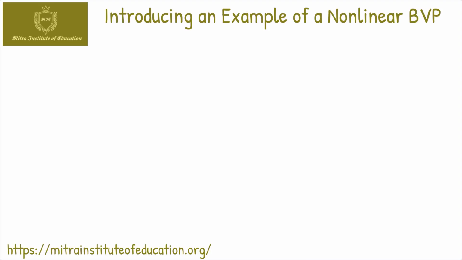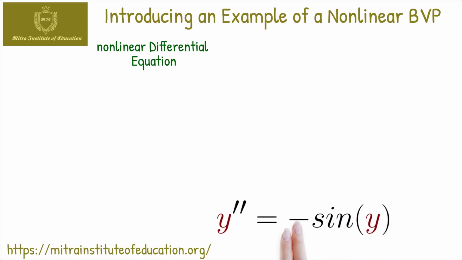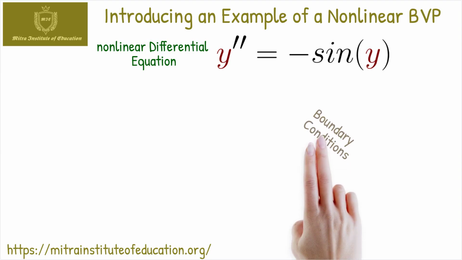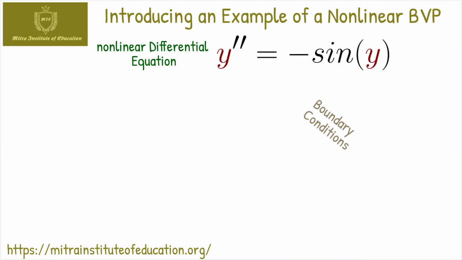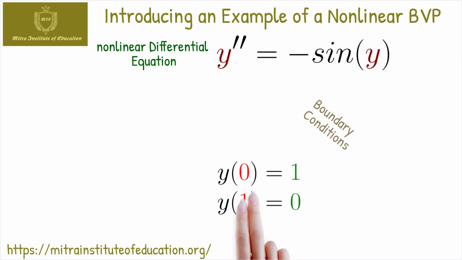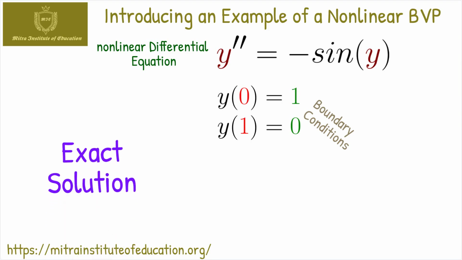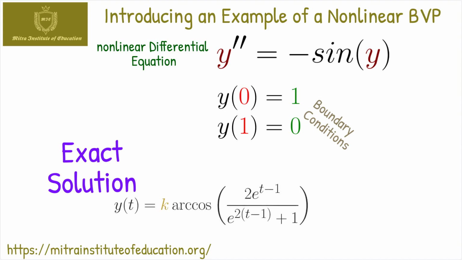Now, let's introduce an example of a nonlinear boundary value problem. As you'll see, the system of ODEs is slightly longer compared to the linear case due to the inclusion of auxiliary variables. However, the underlying algorithm remains just as simple and effective. We will also provide the exact solution to this nonlinear problem for comparison, demonstrating how our method can handle both linear and nonlinear cases efficiently.